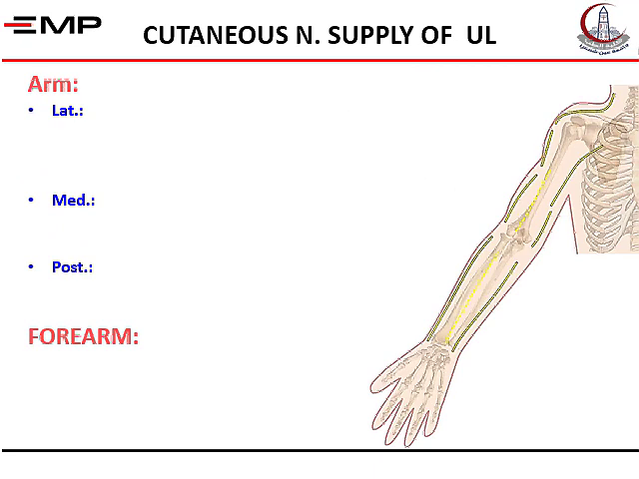Now we come to the second part of the lecture, the cutaneous nerve supply of the upper limb. We will study the nerves of the arm, the forearm, and the hand. In the arm, we have 3 lateral nerves, 2 medial nerves, and 1 posterior nerve. Let's see where they come from.